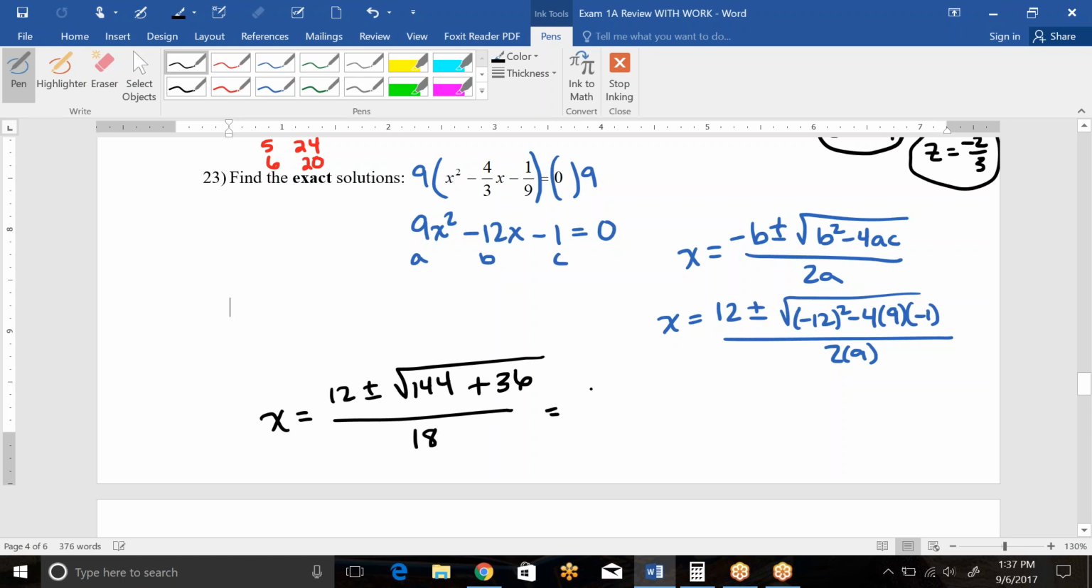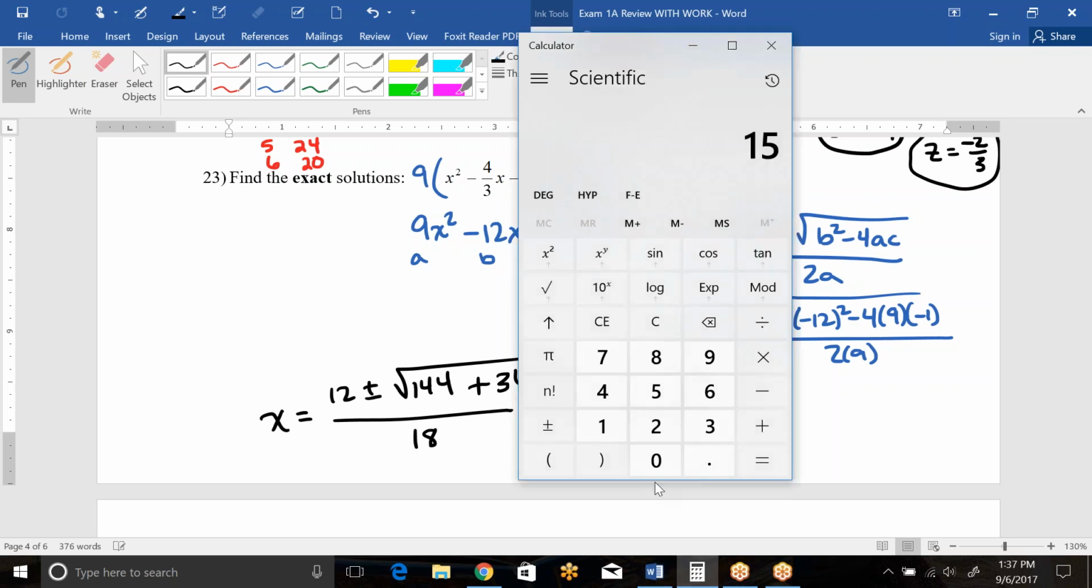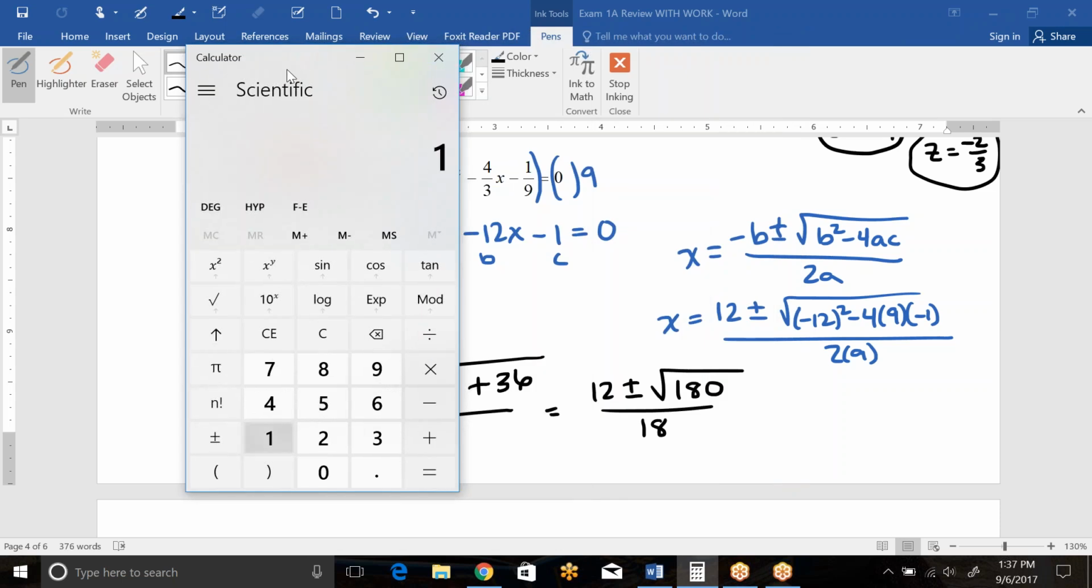We add together the part on the radical. So that would be 180 over 18. And then we have to check to see if there's any perfect squares that go into 180. I believe we know one of them for sure. 180 is definitely divisible by 9. That's a 9 and a 20. 20 has another perfect square and it's 4.